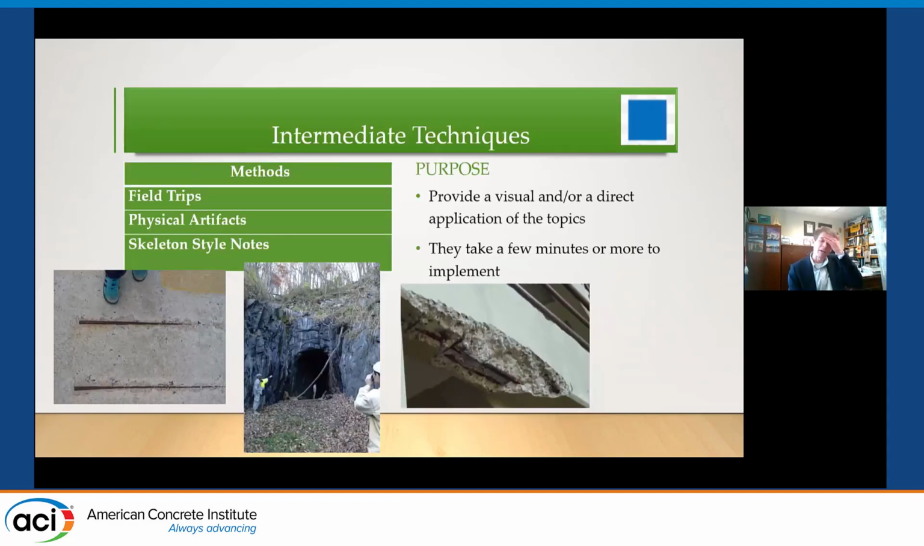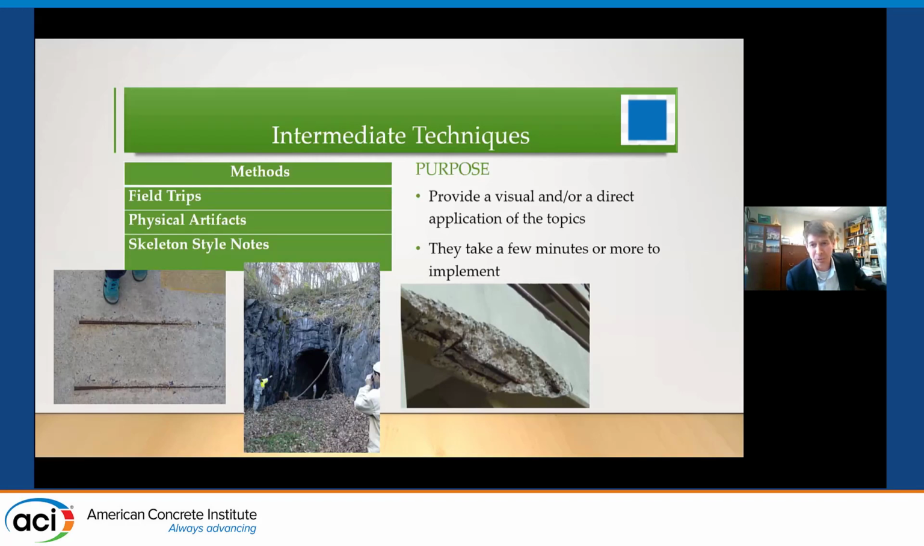Now, the next category I'm categorizing these as intermediate techniques, and there's 3 in particular I'm going to highlight right now. Again, there's more in the paper, but these techniques are not necessarily harder, but a lot of them require more planning. They're more than just a simple question like some of the simple techniques. The 3 listed here are field trips, physical artifacts, and skeleton style notes. Now, each of these methods provides some form of visualization, which we found is very helpful, at least in engineering education, quite a bit. There's a lot of references to this.